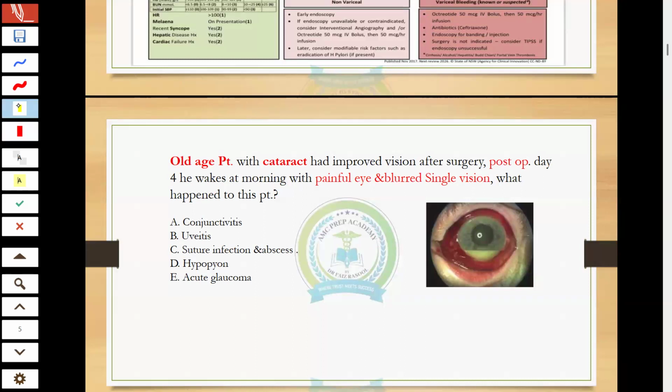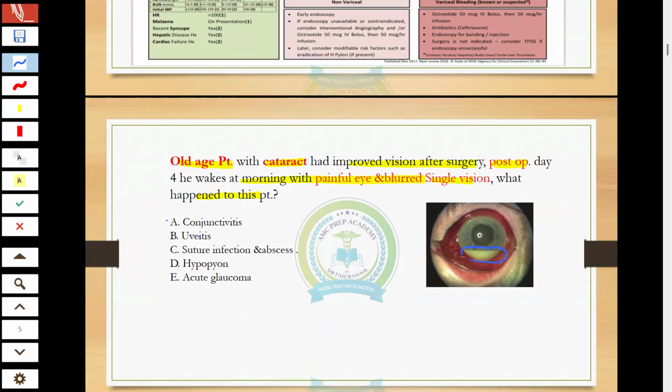Next question. An old-age patient with cataract had improved vision after surgery, post-op. On day 4, he wakes in the morning with a painful eye and blurred vision. What happened to this patient? What is your diagnosis? According to the picture, you have to diagnose.